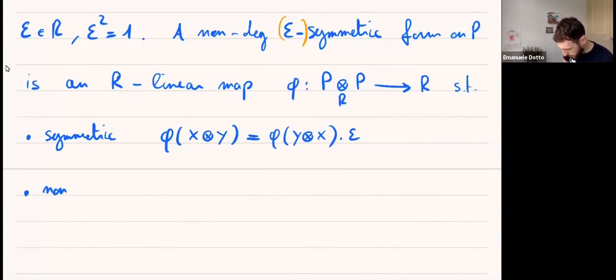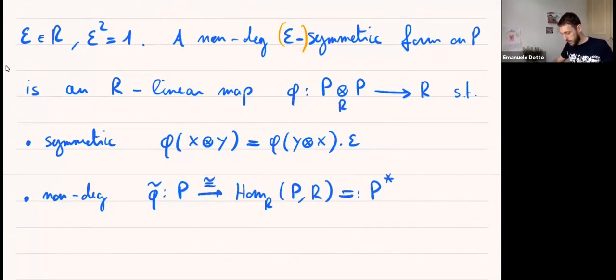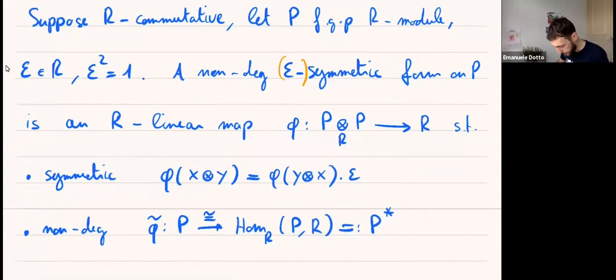What does it mean to be non-degenerate? It means that if you look at the adjoint map from P to its dual, let's call it phi tilde, where the dual module is denoted P star, this adjoint map is an isomorphism. So this is the classical notion of a non-degenerate symmetric form. And there's a fairly straightforward notion of isomorphism between these. It's just an isomorphism of modules that respects the form.